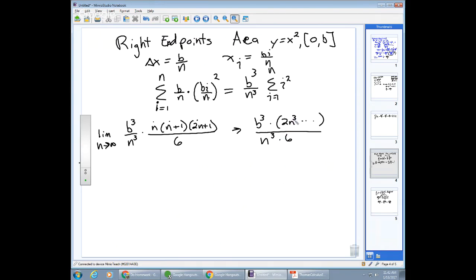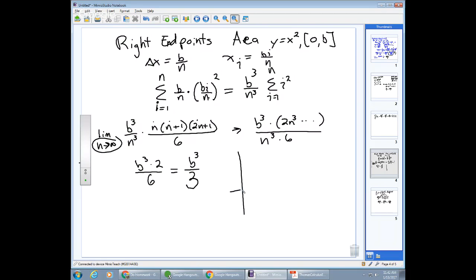In the limit, because n is getting big, the leading coefficients take over since they have the same power. So in the limit this is b cubed times 2 over 6, the n cubed is gone. 2 goes into 6 three times, so I get b cubed over 3.